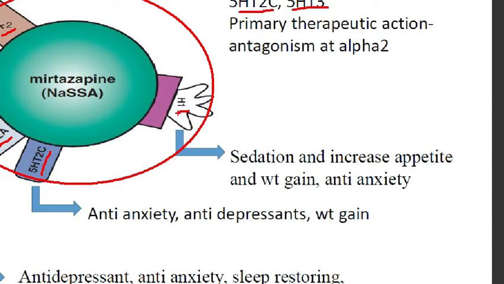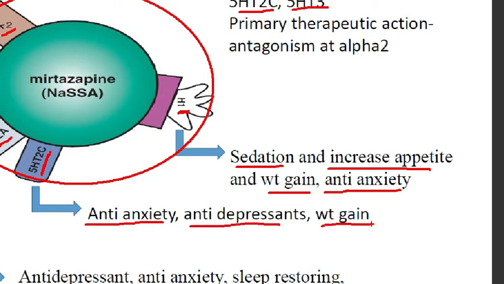For example, by blocking the H1 receptors, mirtazapine causes sedation or hypersomnolence. It causes an increase in appetite and weight gain. So all three are side effects of mirtazapine. But by blocking the H1 receptors, mirtazapine has an anti-anxiety effect. By blocking the 5-HT2C receptors, it causes anti-anxiety and antidepressant effects, and weight gain as a side effect. So by blocking the H1 receptors and 5-HT2C receptors, it causes an increase in appetite and weight gain.